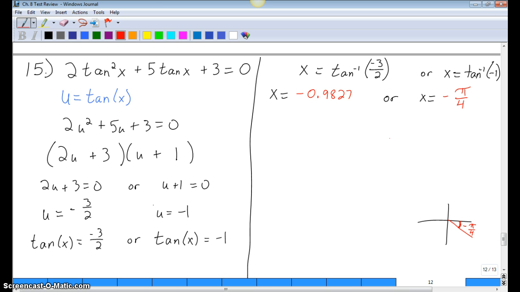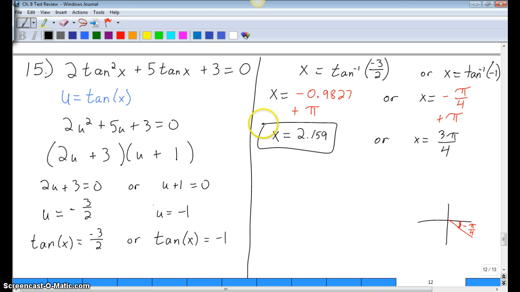So the catch with this set of answers is that neither of these answers, the left side or the right side, are between 0 and 2 pi. So what you have to do is add pi, add 1 period of your function to both of these. And what you find is you get x equals that number I put out there, 2.159, or pi minus pi over 4 is 3 pi over 4.